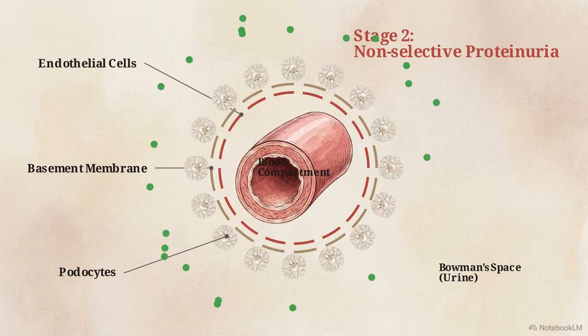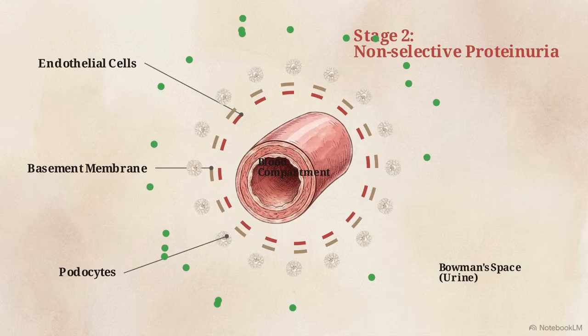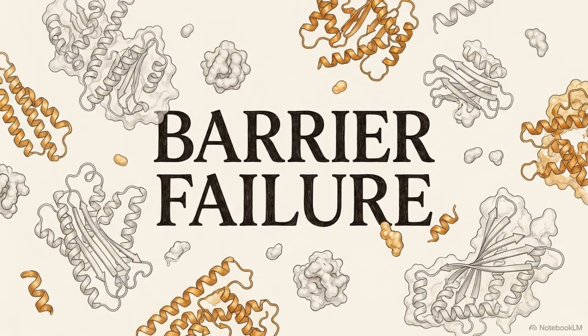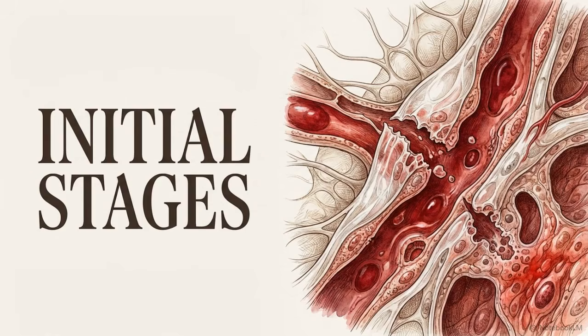In stage 2, the physical injury worsens. Gaps in the basement membrane and podocytes widen significantly. Losing size restriction, these wider gaps allow various large proteins to escape. This loss of size restriction defines the shift to non-selective proteinuria. During stages 1 and 2, the physical structure is compromised, but it remains intact. These permeability defects are the earliest clinical warning signs on the continuum.